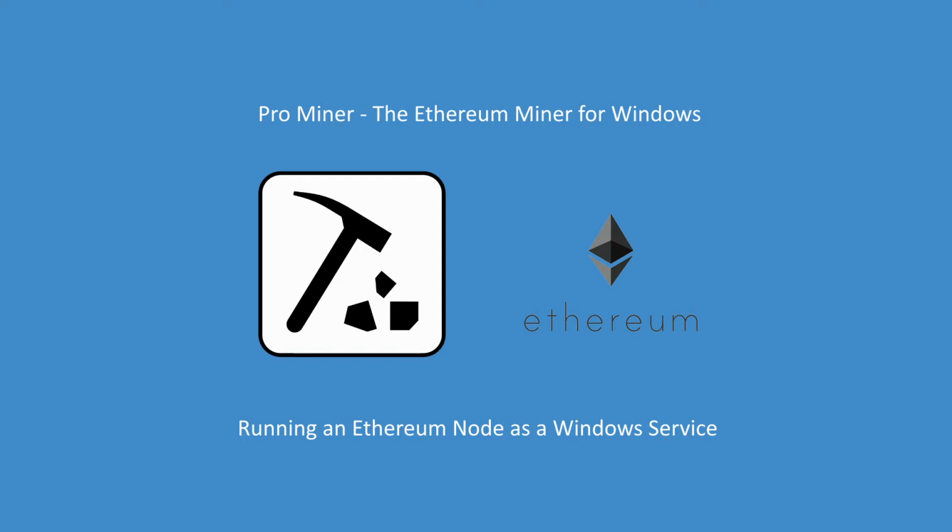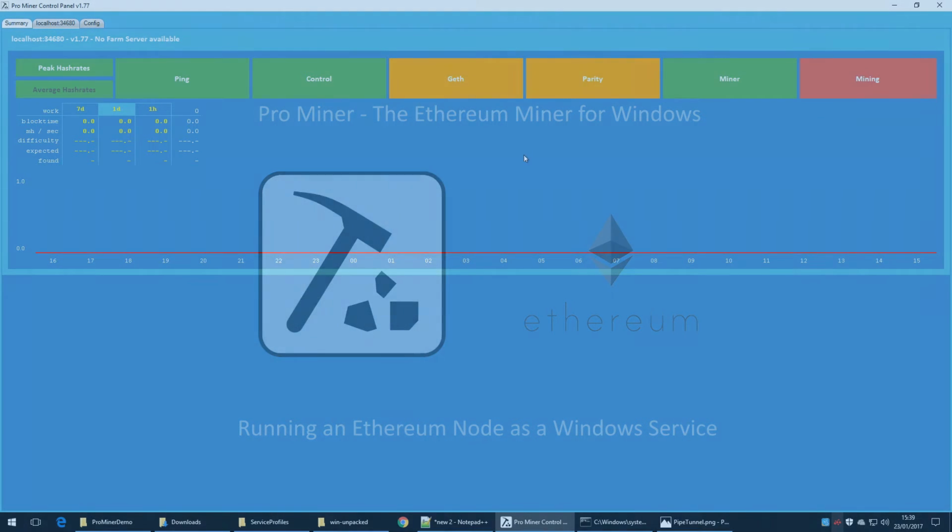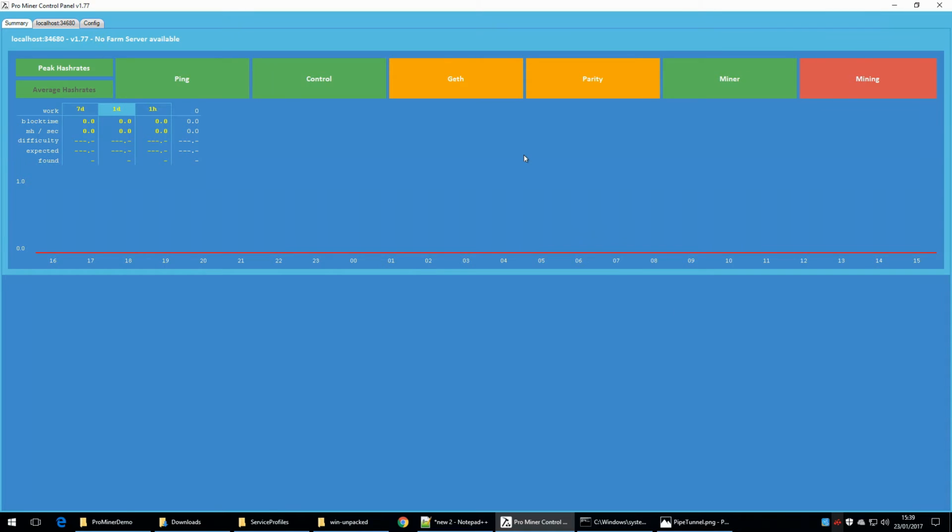This video assumes you have installed the ProMiner Windows service and the Control Panel app, and that the app is connected to the service. The app should look like this. It has a network connection to the machine and is connected to the ProMiner Windows service. Geth and Parity are switched off. The miner process is running, but mining is not switched on.